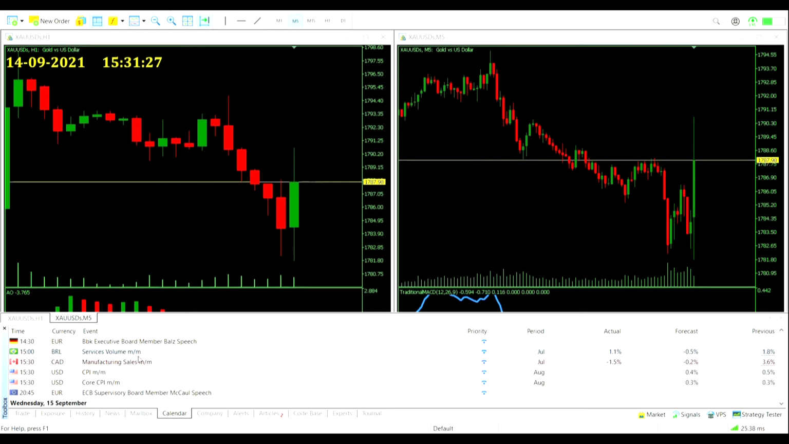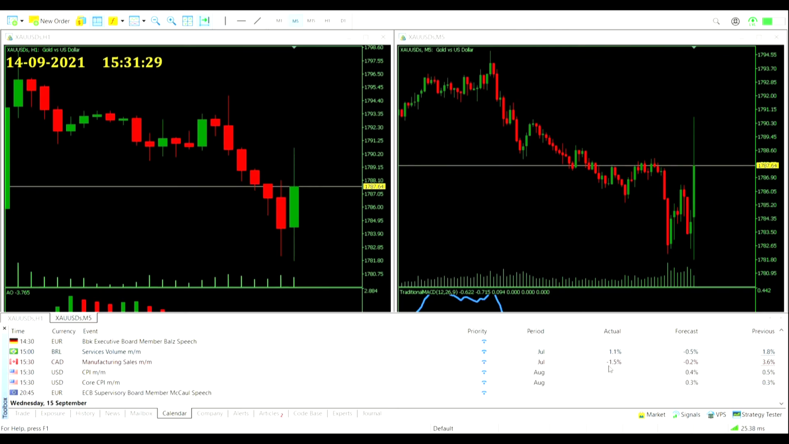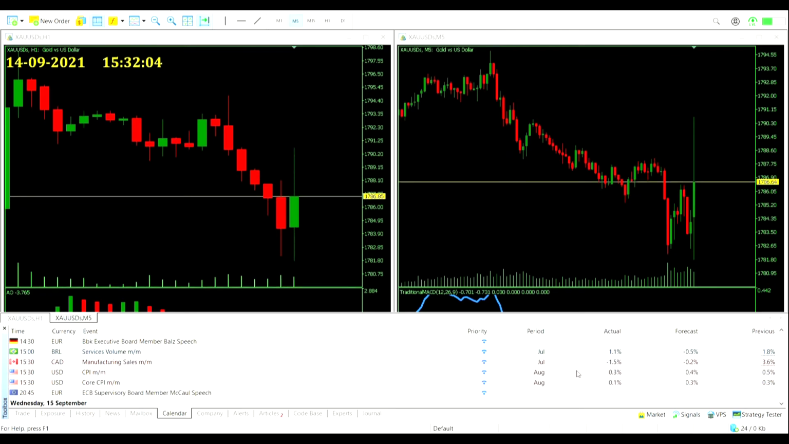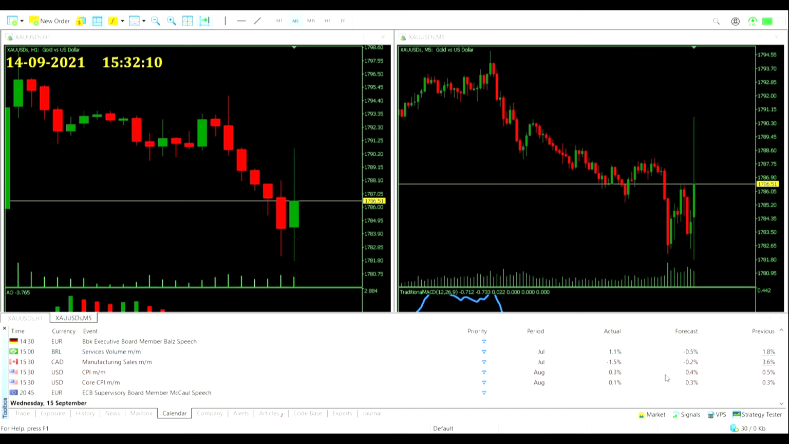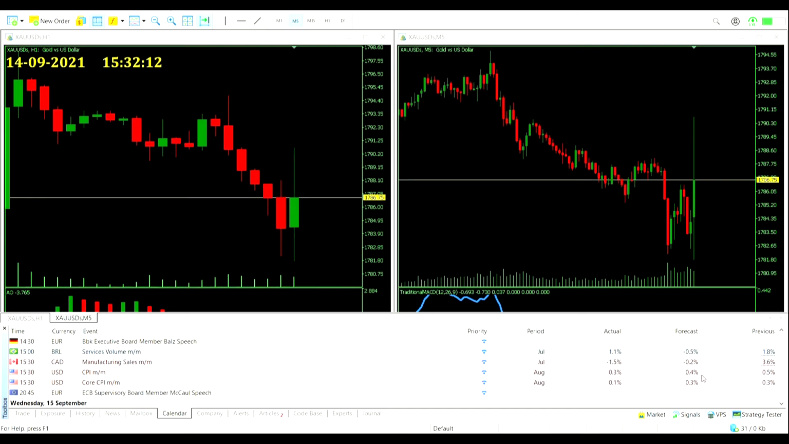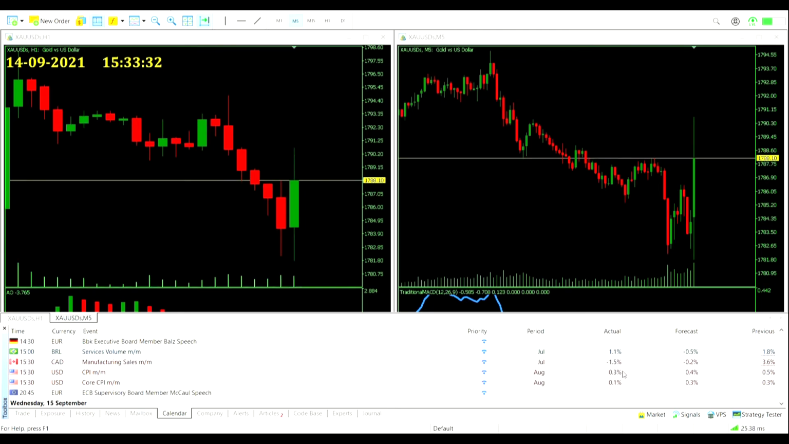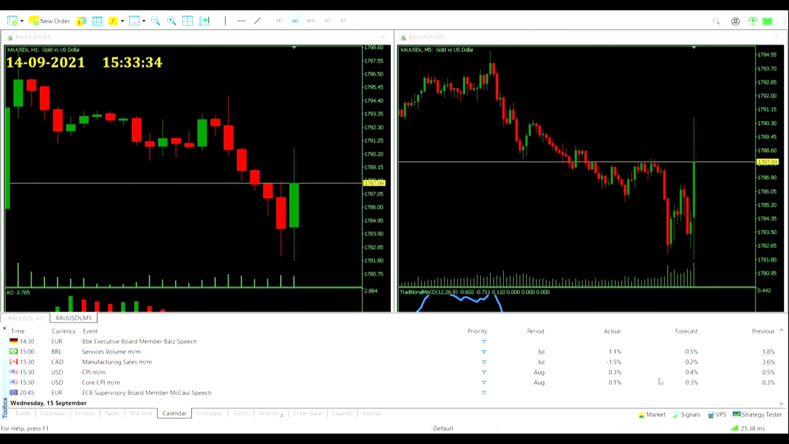Brazilian services volume did come out. You can see that on their month-on-month at 3 o'clock. That was a beat on a negative 0.5 forecast. They got a 1.1, so that's pretty decent. Wow, and these numbers actually coming in a little light there. That is good news for the US dollar. 0.3% actual CPI month-on-month, again compared to that 0.4% forecast, I think they'll be pretty pleased with that. Likewise, core CPI 0.1% against a 0.3% forecast. I certainly think economists will be happy to see this eased.